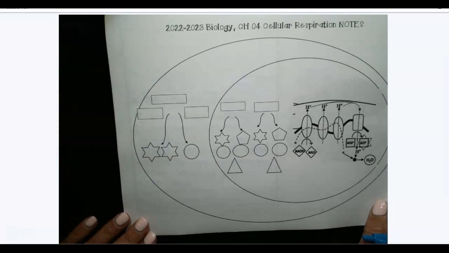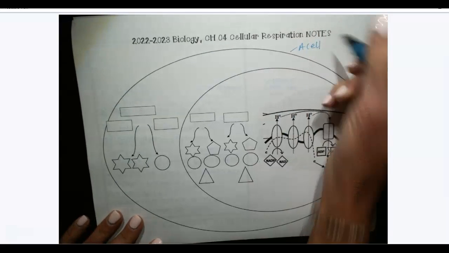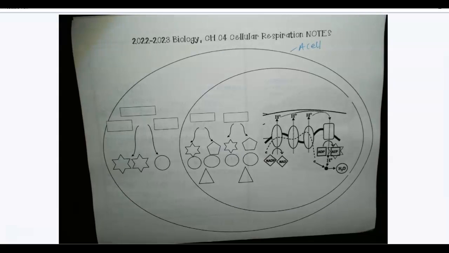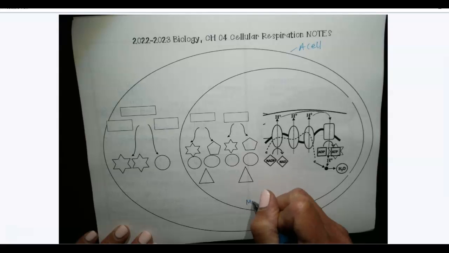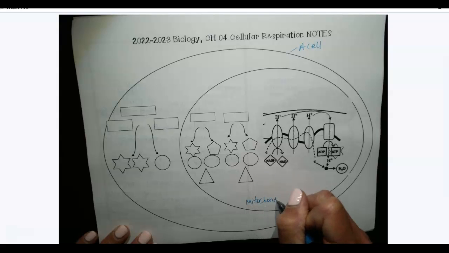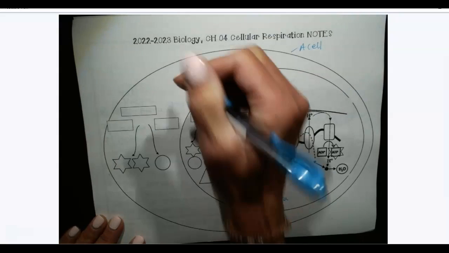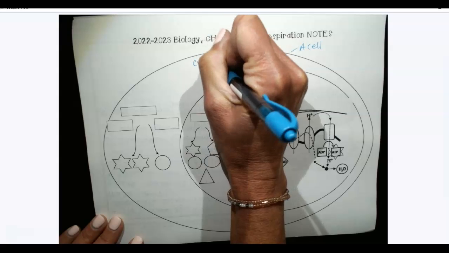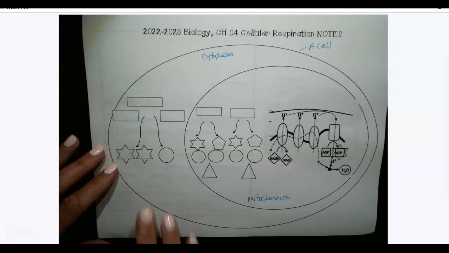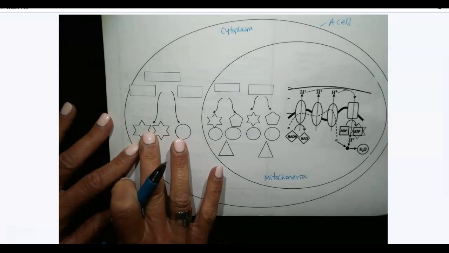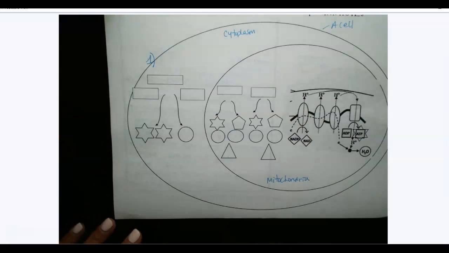Okay, so flip this over. Okay, so this whole thing represents a cell. So I'm going to write a cell, and this whole thing is a cell. Okay, this circle inside, this represents the mitochondria. Okay, this stuff all around here is my cytoplasm. So we are going to start inside of the cytoplasm. Okay, we're going to start right over here. And this is step number 1. This is glycolysis.